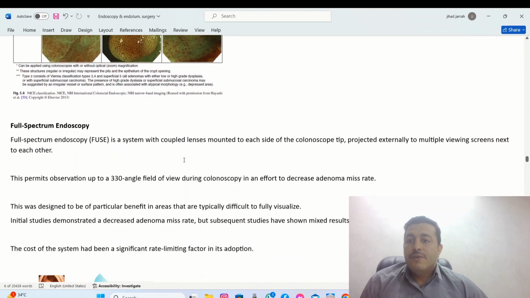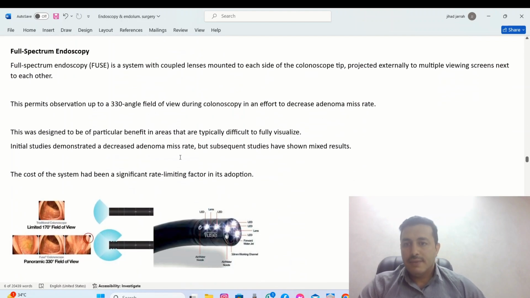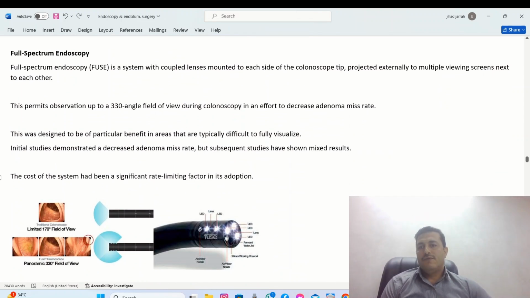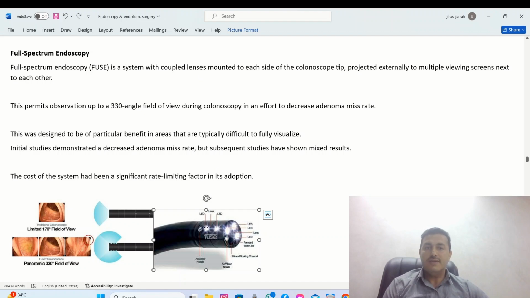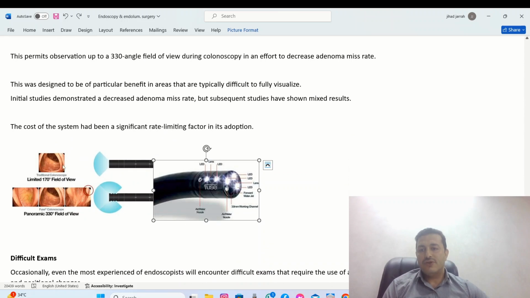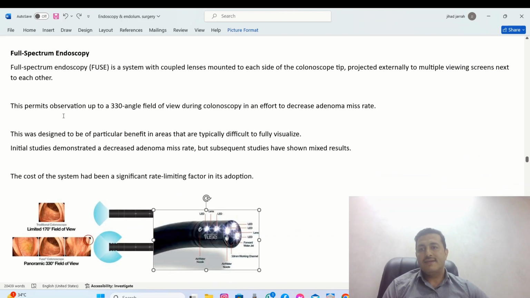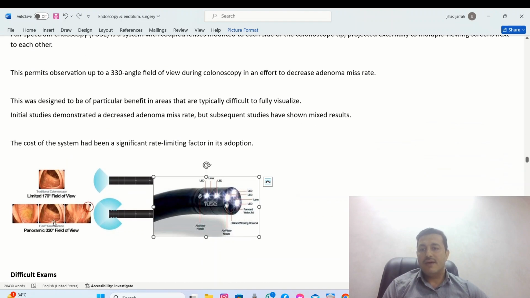Okay, full spectrum endoscopy. Full spectrum endoscopy, as you see, is the use of additional lenses. As you see in this picture, we have additional lenses on each side of the colonoscope to increase the covered field. The traditional colonoscope covers about 170 degrees field of view, whereas the full spectrum endoscopy covers 330 degrees field of view.